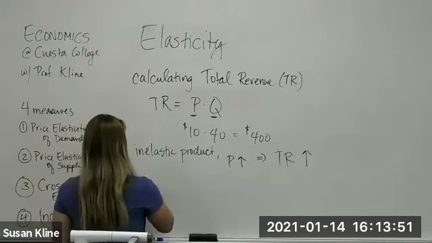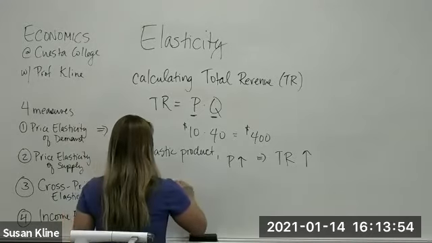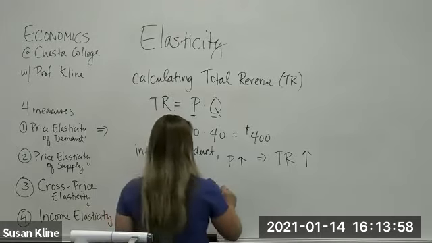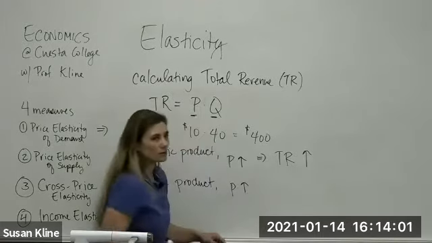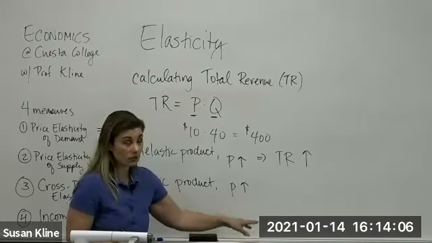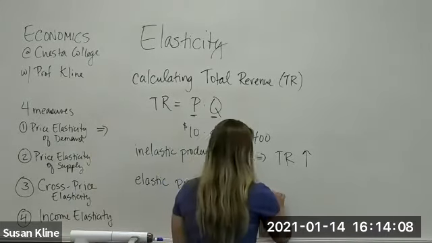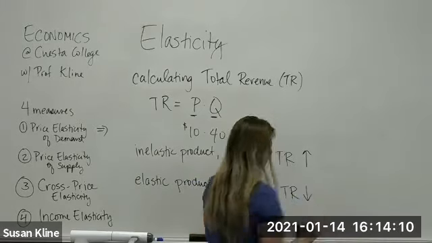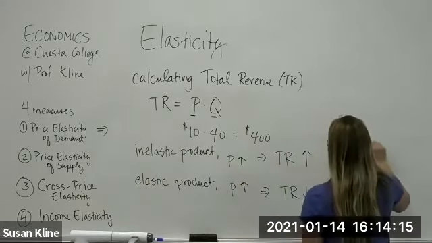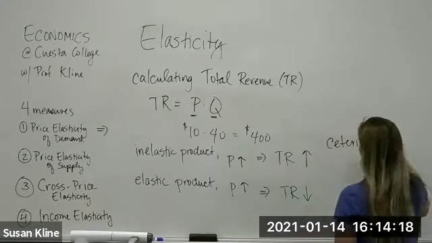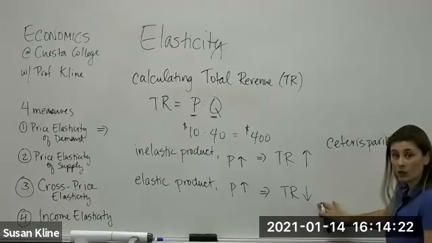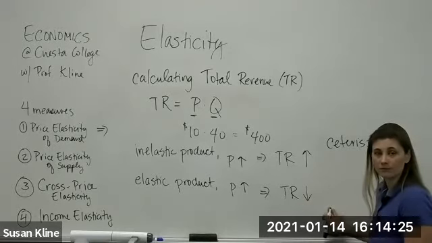What about for an elastic product? For an elastic product, if the price goes up, quantity demanded falls by a larger amount. And so therefore, total revenue falls. And again, ceteris paribus, right? Assuming everything is the same, if our total revenue falls, assuming costs are unchanged, our profit will fall.